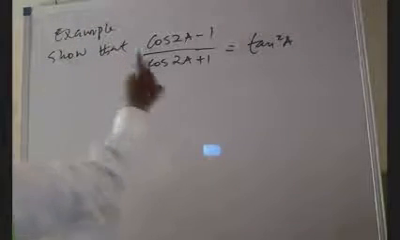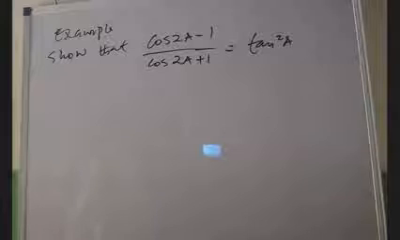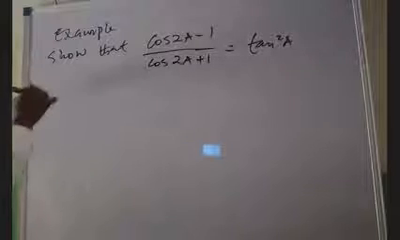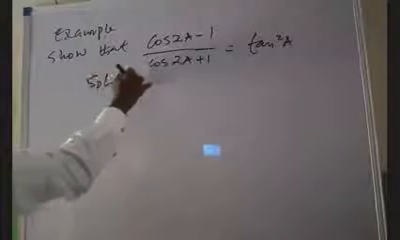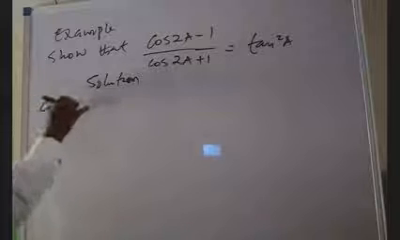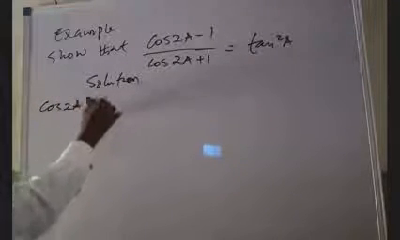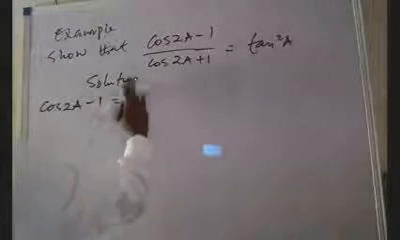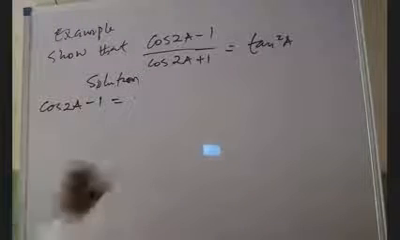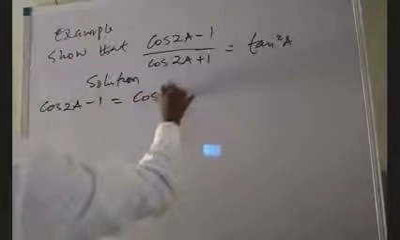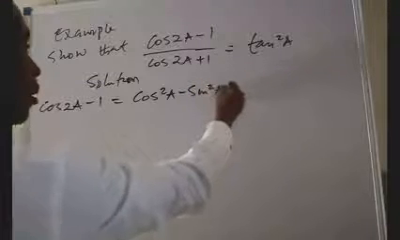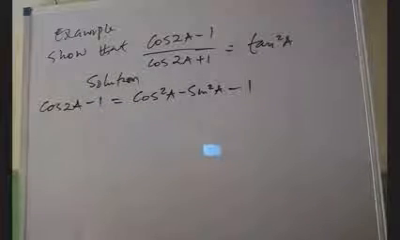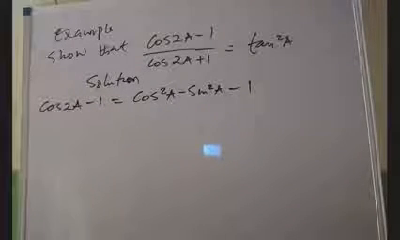Now, we are asked to show that (cos 2a minus 1) over (cos 2a plus 1) is equal to tan square a. So, we know that, in the solution, cos 2a minus 1 will be equal to cos square a minus sine square a, minus 1. Remember, cos 2a is the same thing as cos square a minus sine square a. We've already proved that before.